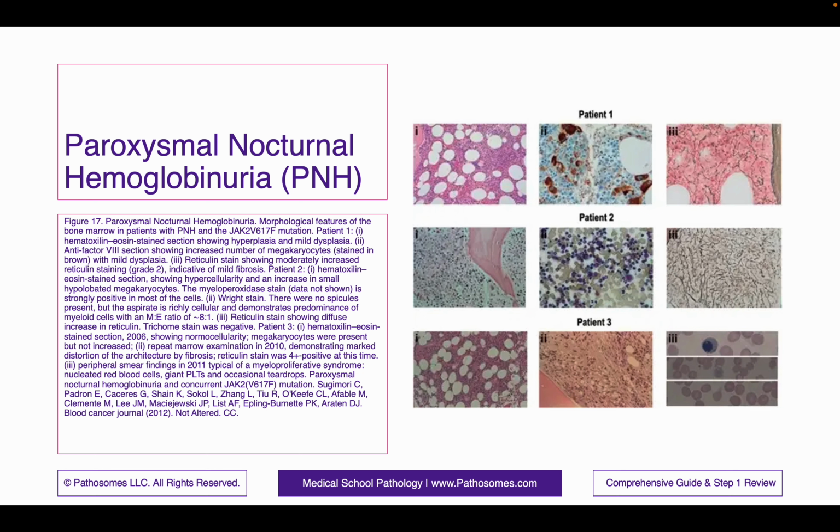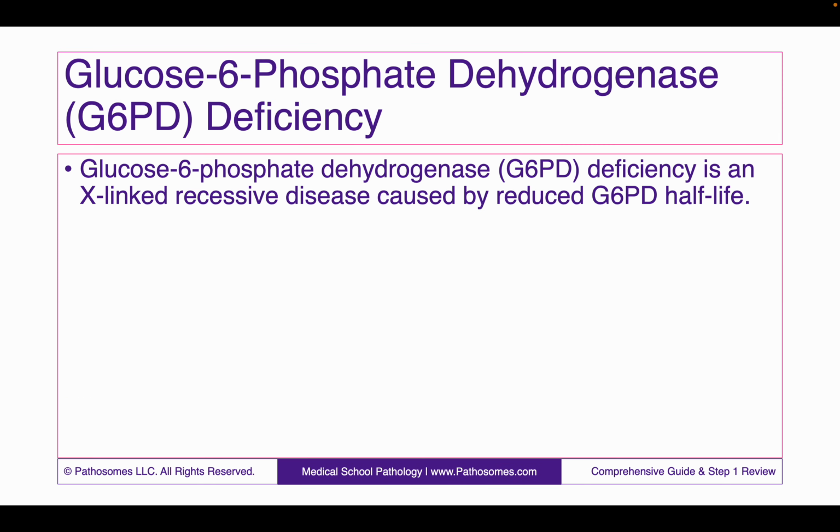Here is an image of the various bone marrow biopsies from a patient with paroxysmal nocturnal hemoglobinuria. Now let's talk a bit about glucose 6-phosphate dehydrogenase deficiency. Glucose 6-phosphate dehydrogenase deficiency is an X-linked recessive disease caused by reduced G6PD half-life.